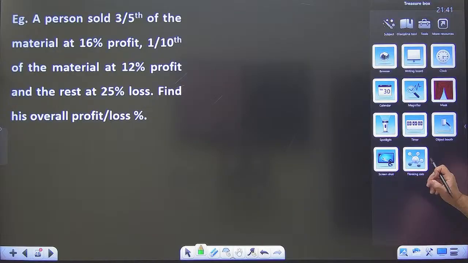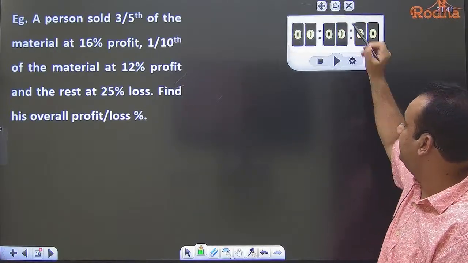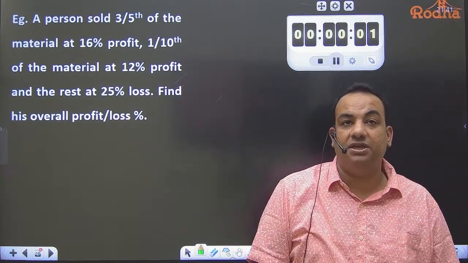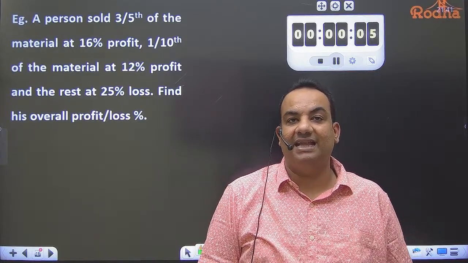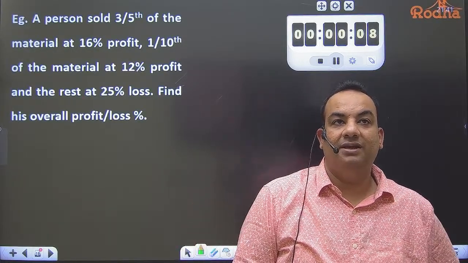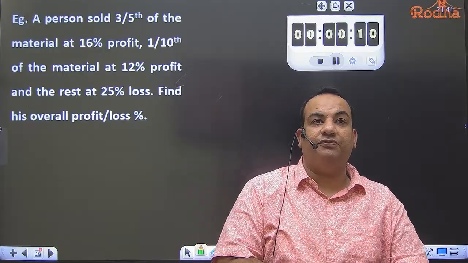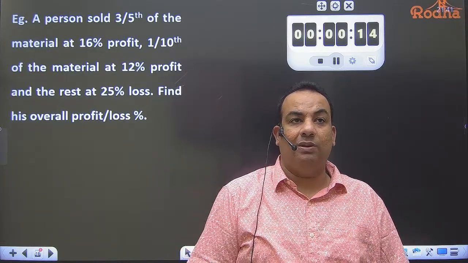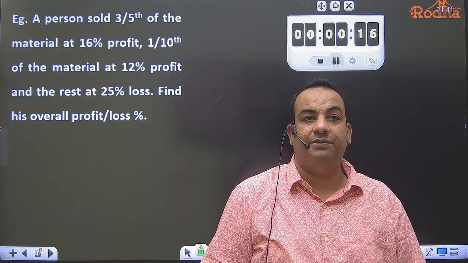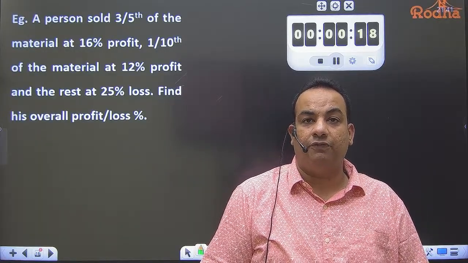Try this, all of you. I'm giving you 1 minute for this question. A very common question for competitive exams like SNAP, NMAT. A person sold 3/5 of the material at 16% profit, 1/10 of the material at 12% profit, and the rest at 25% loss. Find his overall profit or loss percentage.